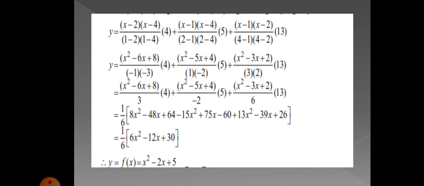What do you have to do next? Similarly, when we multiply x minus 2 into x minus 4, we get some polynomial. Similarly, each and every term will carry a polynomial. Finally, you have to combine all the polynomials. We get 6x square minus 12x plus 30. What they have done here is, in the third step, there will be 3 minus 2 and 6 in the denominator.